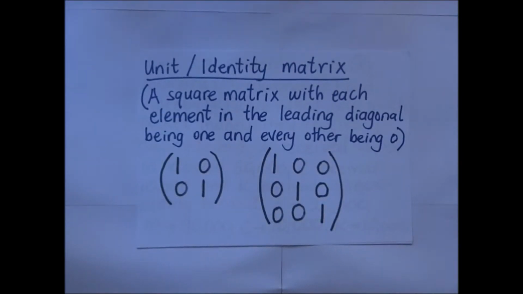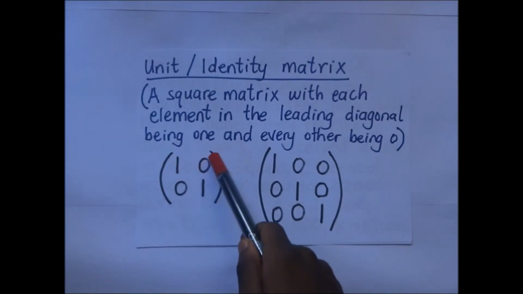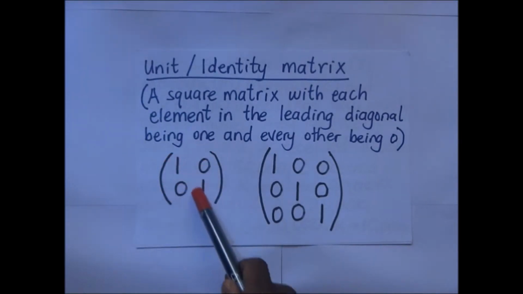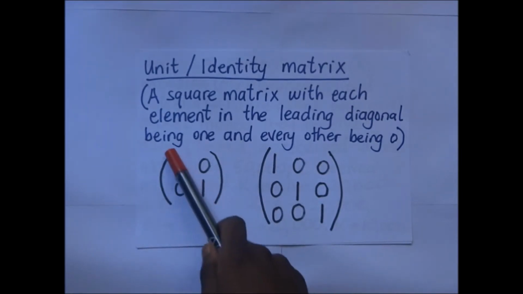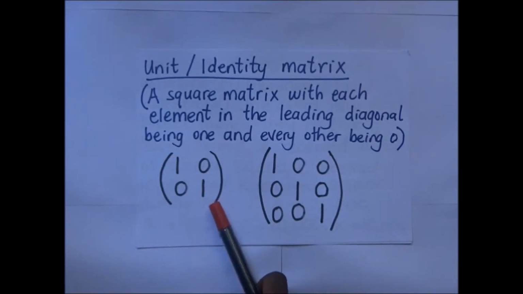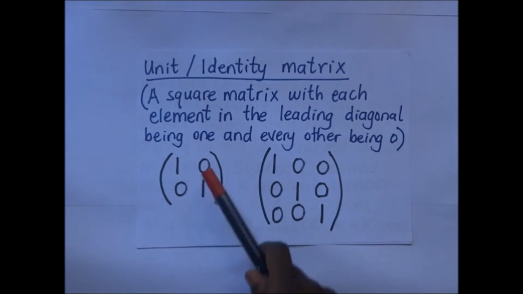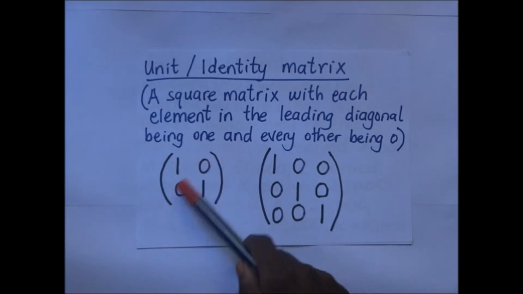An identity matrix is simply a matrix with the elements in their leading diagonal being 1. If you look at this, we have 2 diagonals. We have this diagonal and that diagonal. This diagonal is what we call the leading diagonal. And if all the elements in the leading diagonal are 1, then that is called an identity matrix. All the elements are 1 and the rest are zeros.